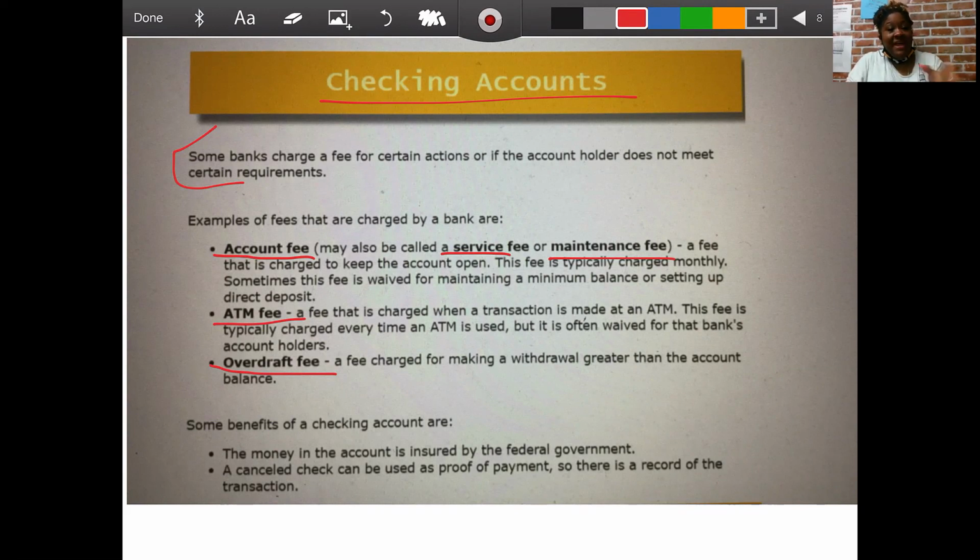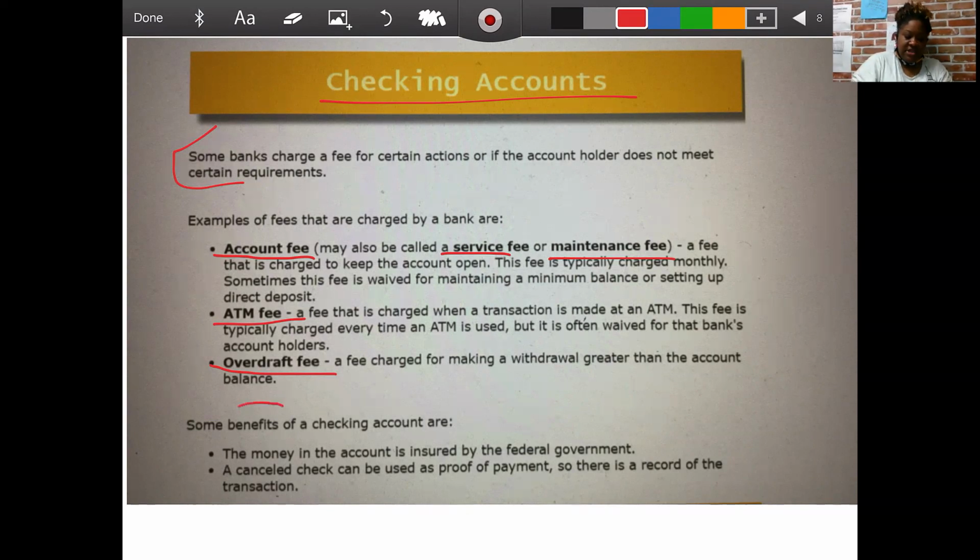Your bank may cover you so that you're still able to pay your bills, but they'll charge you a fee. And your account will go in the negative because you didn't have enough to cover those bills or that money. And that's called an overdraft fee because you went over the amount of money in your bank account.